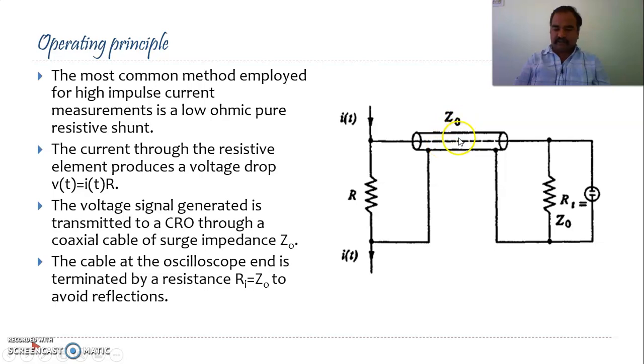And make sure that you terminate this cable with a resistance whose value is equal to Z0, such that there are no reflections. So you are protecting your CRO, which is connected directly here using this coaxial cable. The voltage across the resistive shunt is measured by your CRO and the signal is transmitted through the coaxial cable, which is terminated by a resistance of value Z0. So there are four important parts: your basic resistive shunt, your coaxial cable, your terminating resistance, and a CRO for measuring the voltage.